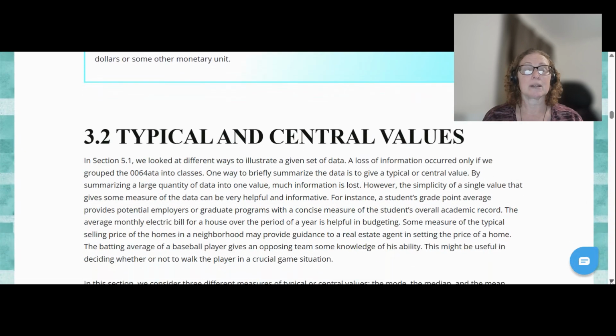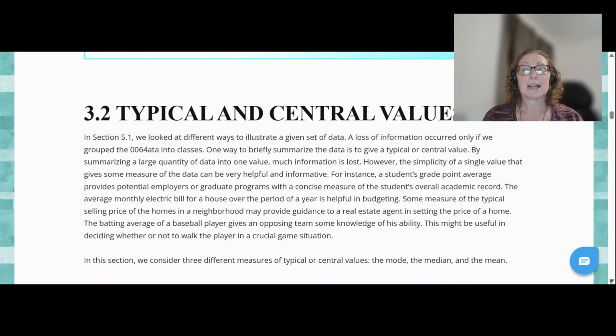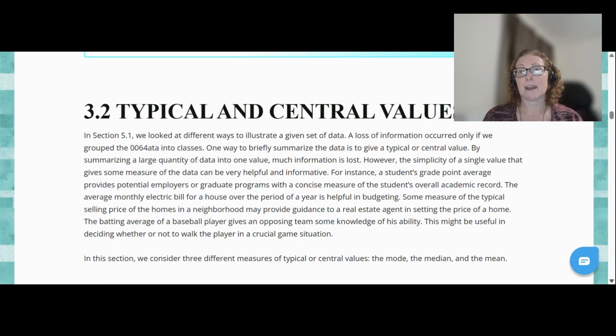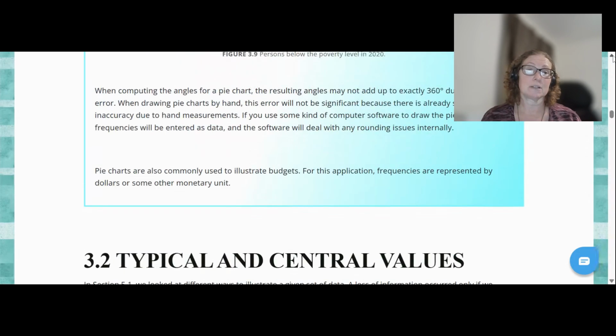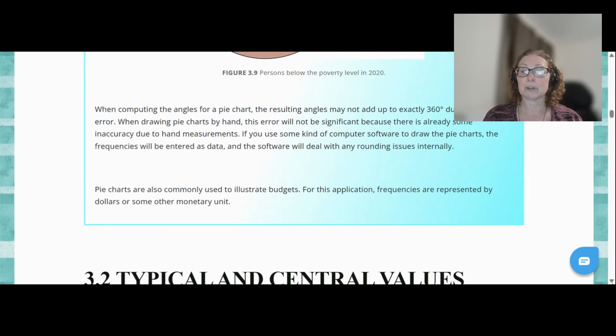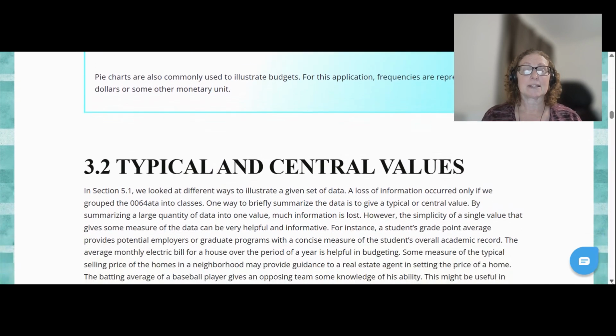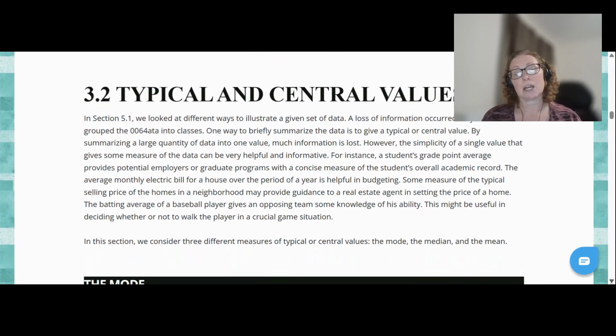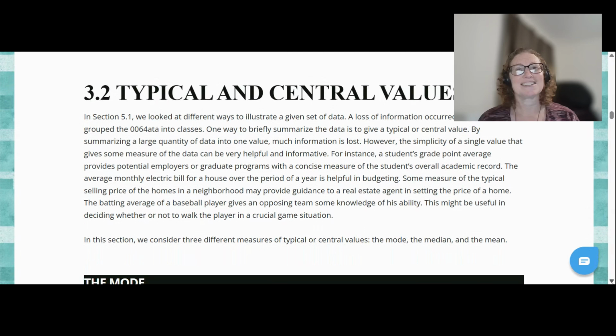Anyway, I think that for now we have done really well on 3.1. And I think it's time to take a short break and figure that all out, digest it all. And then I'll come back later and we will work on section 3.2, which will be central values.